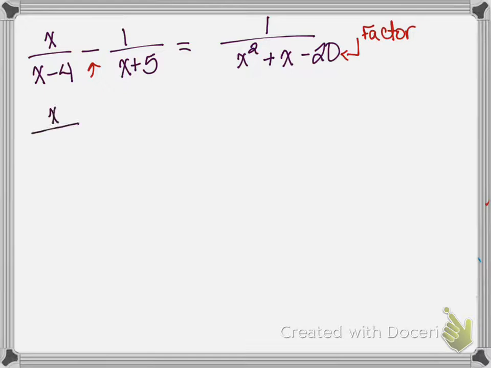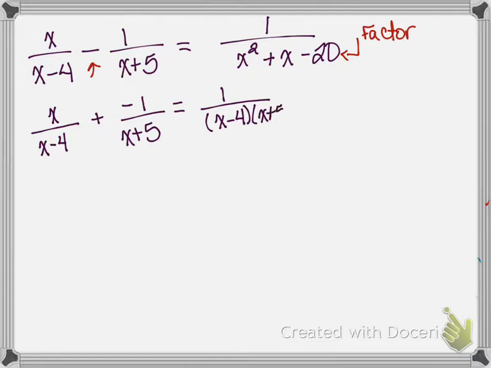So I have x over x minus 4 plus negative 1 over x plus 5 equals 1 over x squared plus x minus 20, which factors nicely to x minus 4 and x plus 5. Okay. Now I am in a situation where I can figure out what my LCD is.